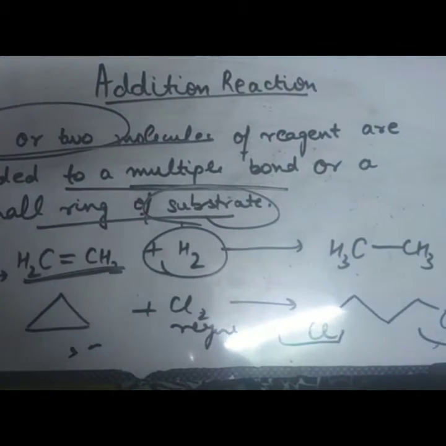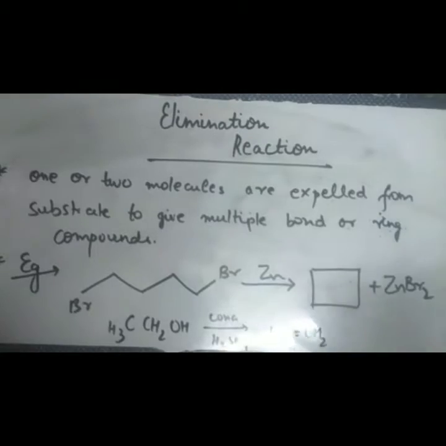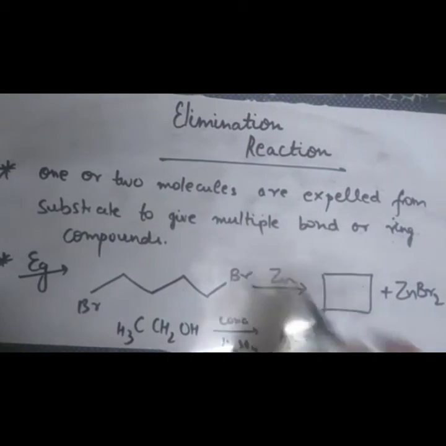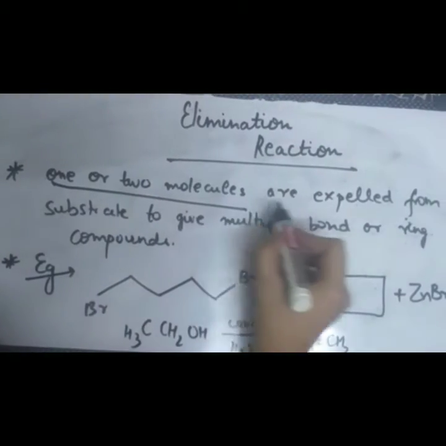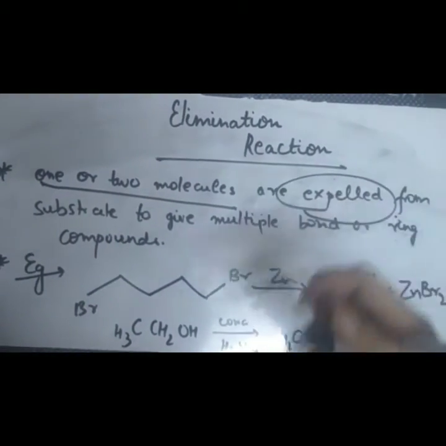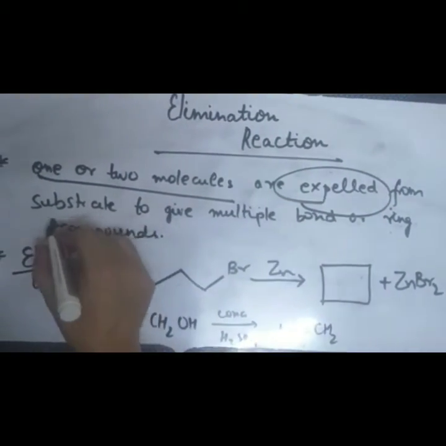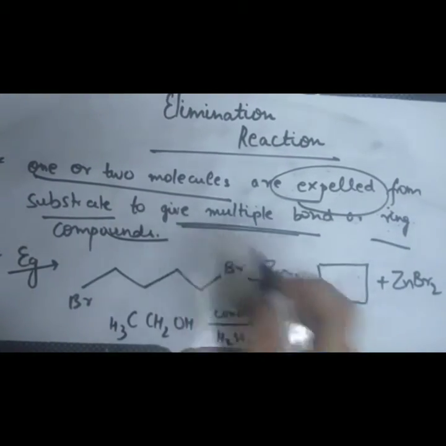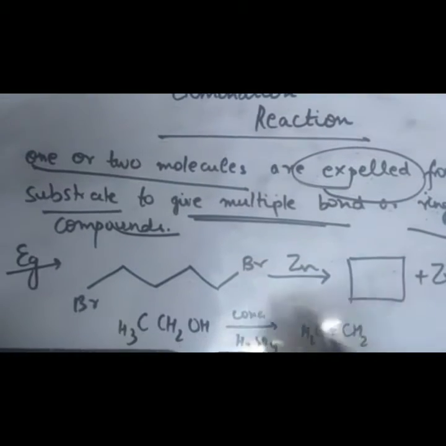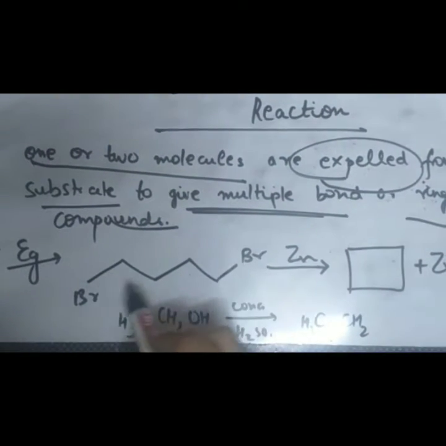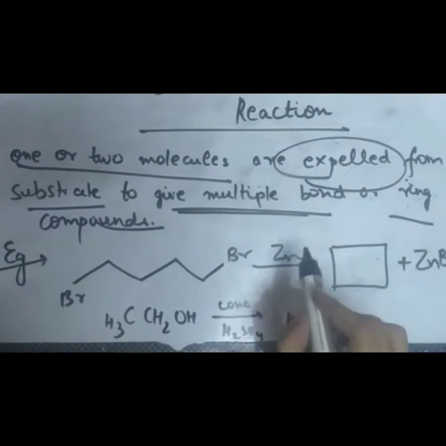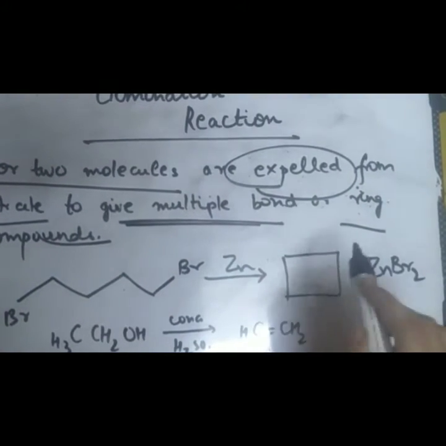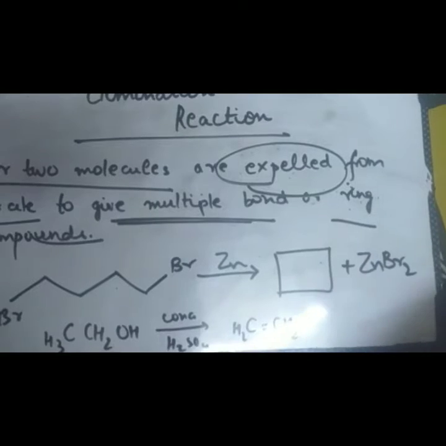Okay. Next reaction we are going to study is elimination reaction. So in elimination reaction, one or two molecules are expelled, that means removed, from the substrate to give multiple bond or ring compounds. We can see this with example. We have this, right? On adding zinc in it, we obtain a cyclobutane and zinc bromide is removed.